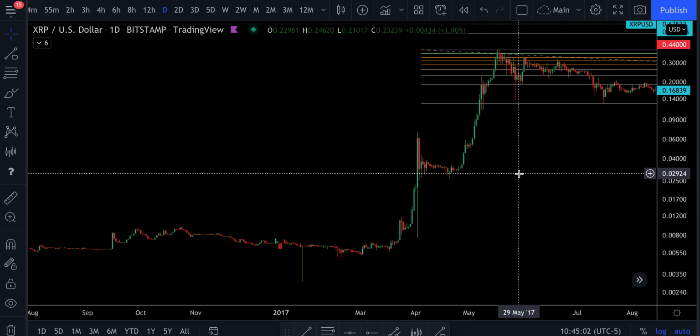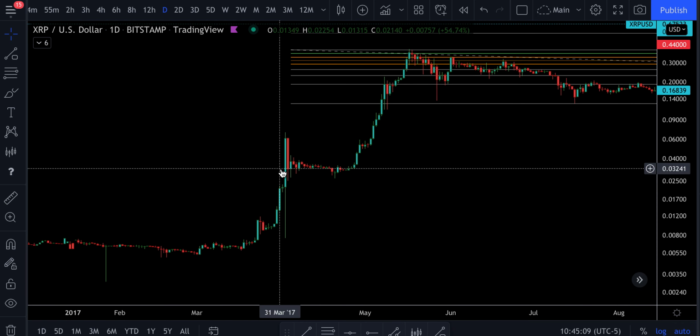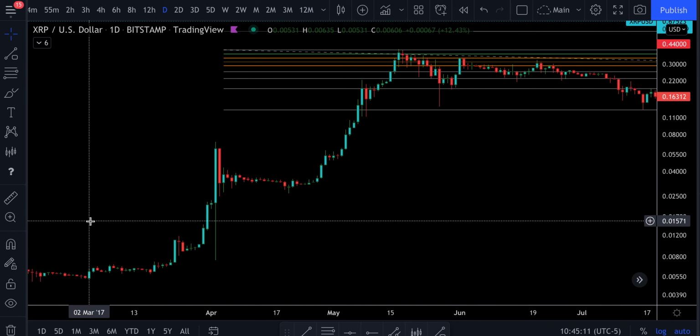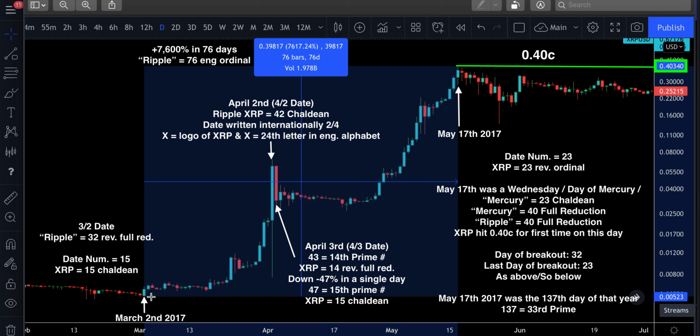I hope you all enjoyed it. I mean, just a quick recap so we could see how absolutely wild this is. We know the breakout started on this day right here on the March 2nd date. And the price movement from this day to the price target of 40 cents was 7,600% in 76 days. Again, Ripple equaling 76. And this move ending at 40 cents on the exact day that matches Mercury to the price target on the day of Mercury, May 17th, 2017.